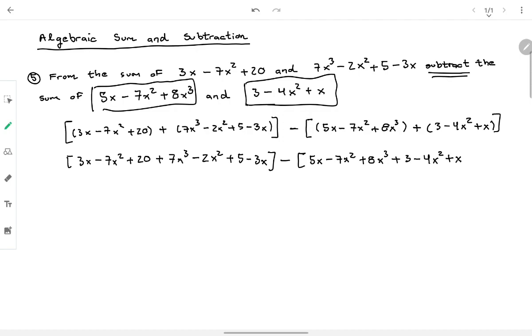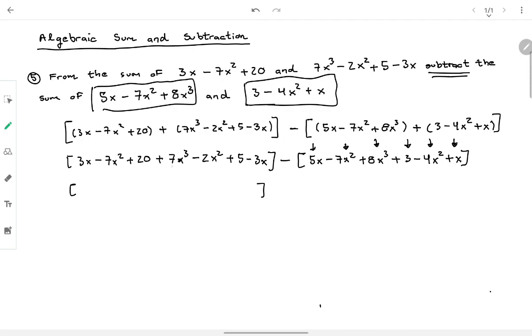Then we can do a like term simplification inside the parentheses, or we can change all the signs of these parentheses. So it's your decision. You can do first the like term simplification inside the parentheses or bracket, or you can do first the change of signs and then the simplification. It's up to you. So I will do first the simplification, then the change of signs. So in this case, we will start with the first bracket.